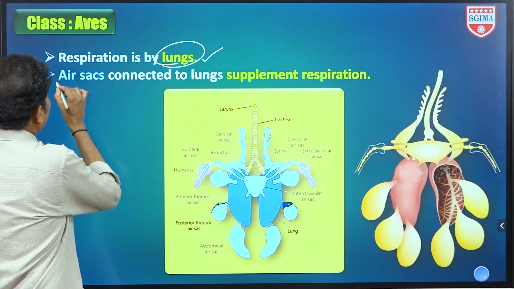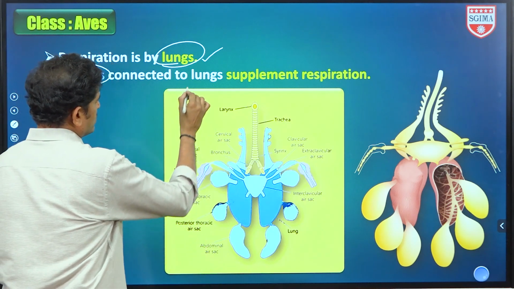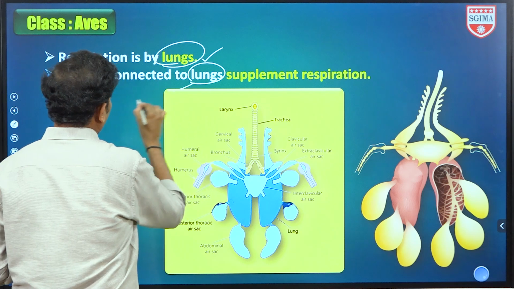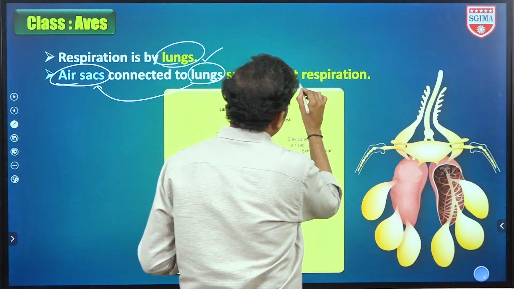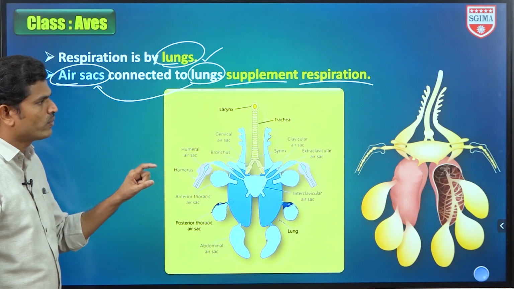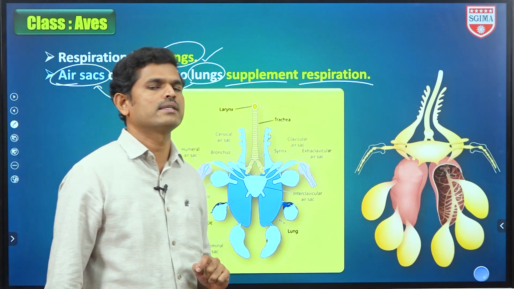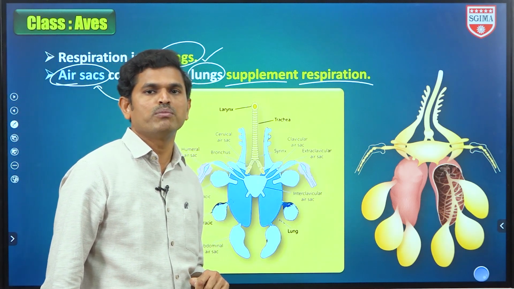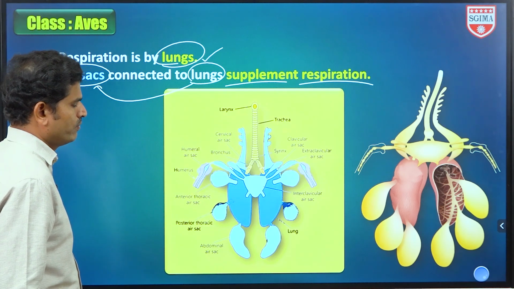So, air sacs mention किया इधर. Air sacs are connected to lungs. And the next one is they help in supplement respiration. ये supplement respiration word समझने के पहले हम और एक चीज को डिस्कस करना ही, that is double ventilation बोलते. Let us see this internal anatomy of the lungs.